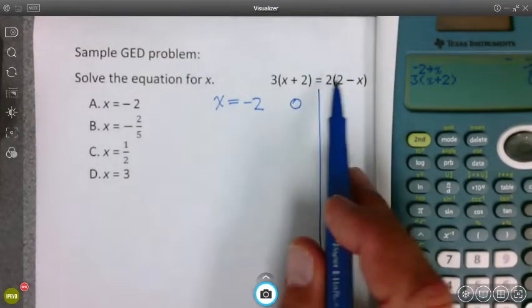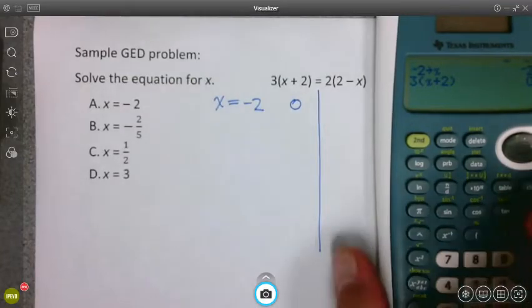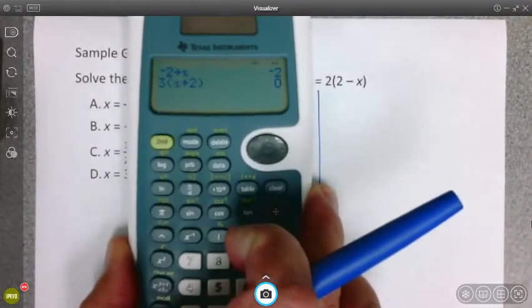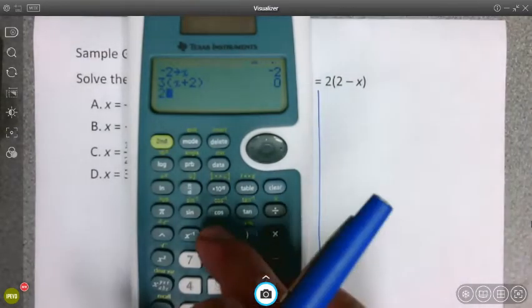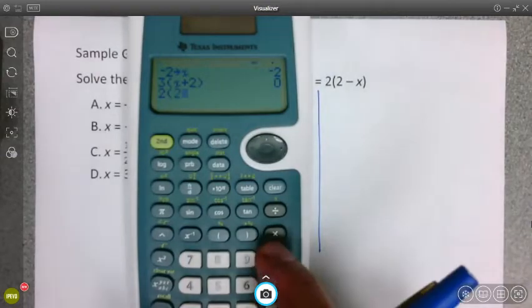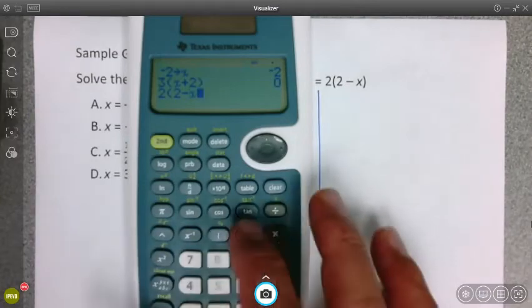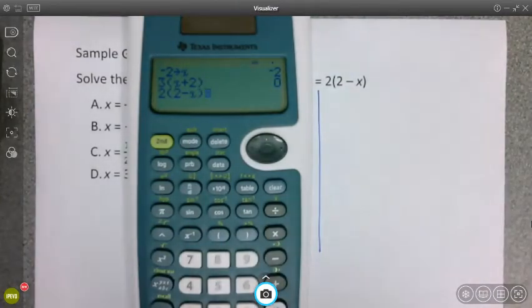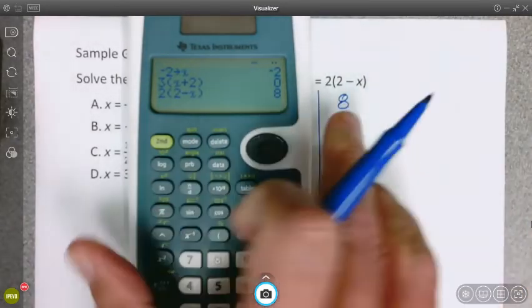Now I'm going to do the same thing for the right-hand side. I'm going to type that into the calculator and then find the value of that expression when x is -2. So let me shift the calculator over so we can see the right-hand side of the equation as I type this in. So I'm going to type in 2 parentheses 2 minus, and I go to the variable key and I hit x, close the parentheses. When I hit enter, I will find that the value of that expression when x is -2 is equal to 8. And I'm going to write that on my paper to keep track of my work.